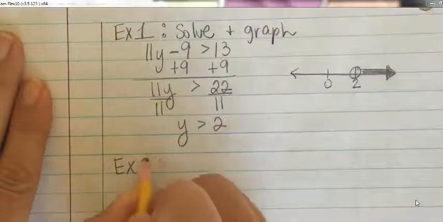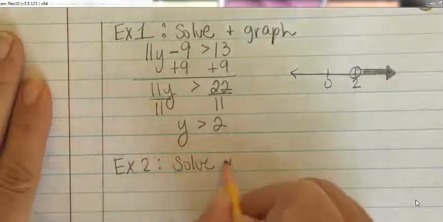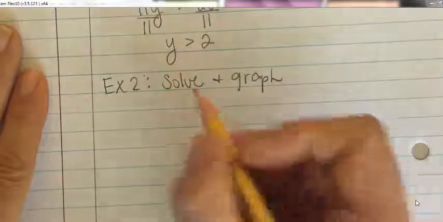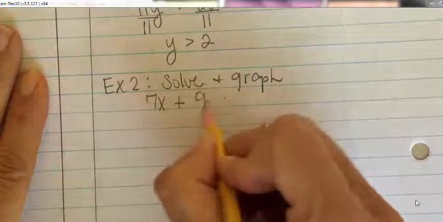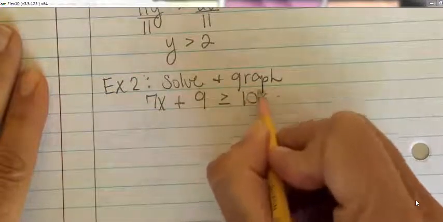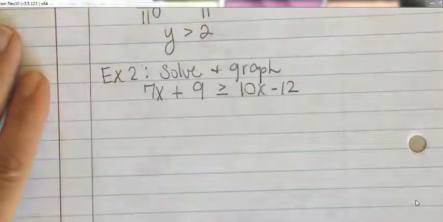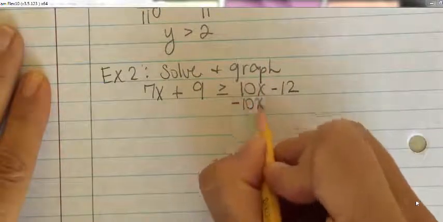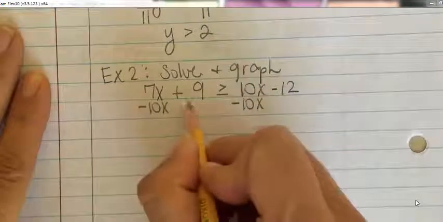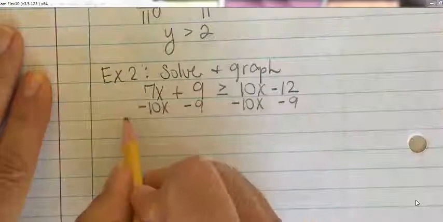Example 2. Okay, we're going to solve and graph. So let's go with 7x plus 9 is greater than or equal to 10x minus 12. So I'm going to get my x's on one side and everything else on the other side. So how about, just to make this fun, I'll subtract the 10x from both sides. And I'll also subtract the 9. So I'm bringing all the x's to the left and everything else is going over to the right.